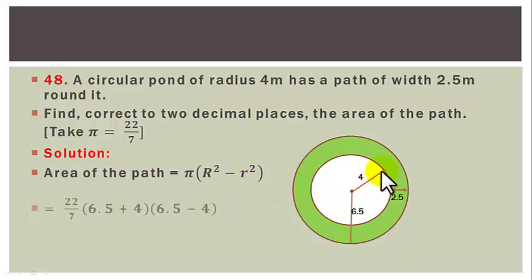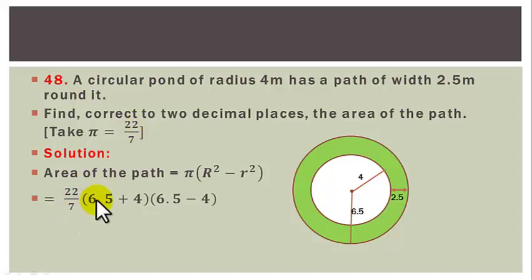That is, area of the path is equal to, we are asked to take pi to be 22/7, that is 22/7 into, please note, capital R squared minus small r squared can be factored as capital R plus small r times capital R minus small r. That is 6.5 plus 4 times 6.5 minus 4. This will give us 22/7 times 6.5 plus 4, which is 10.5, times 6.5 minus 4, which is 2.5, and this will give us 82.50 square meters, correct to 2 decimal places.